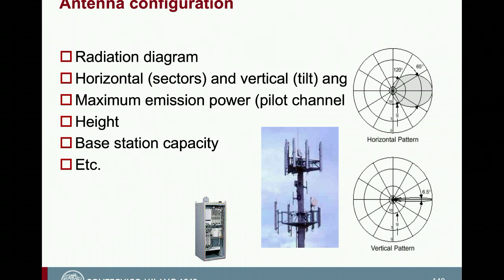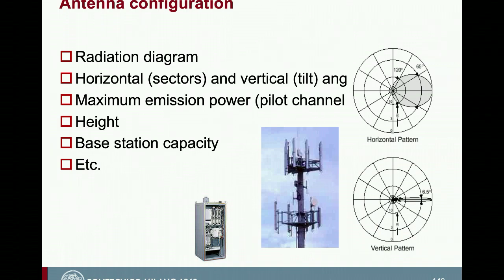In addition to these, of course, if you have, for example, sector antennas with 3 or more sectors, you want to decide the horizontal orientation of these antennas, and in most of the cases also the vertical orientation, which is known as tilt angle for the antenna. Usually you also have to take decisions on the maximum emission power that you want to have for the antenna. This is reflecting, of course, a number of constraints that you can have also in terms of the electromagnetic pollution that you have for the antenna.